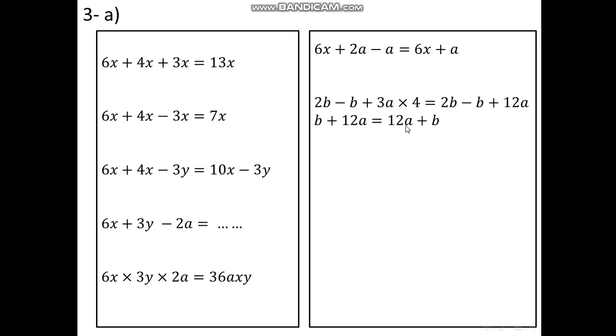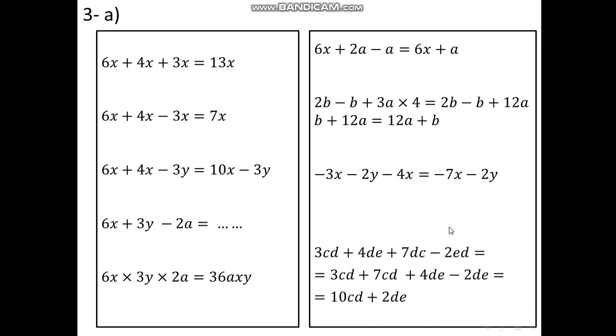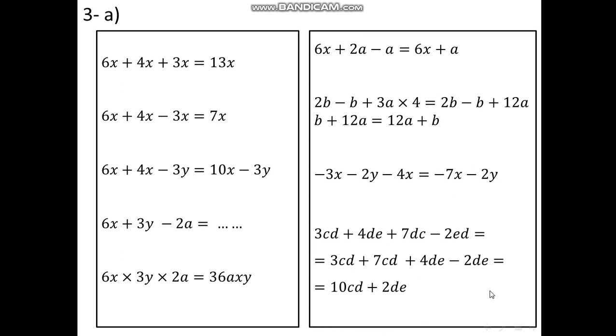Why? Because a letter in combination with a number comes first, and then the letter. Minus 3x minus 2y minus 4x equals minus 7x minus 2y. It is the same situation. We have x, you calculate x with x and you leave y. Minus 3x minus 4x is minus 7x, minus 2y. You don't play with minus 2y. Why? We don't calculate it because x and y are not the same terms. And this one is also the same.